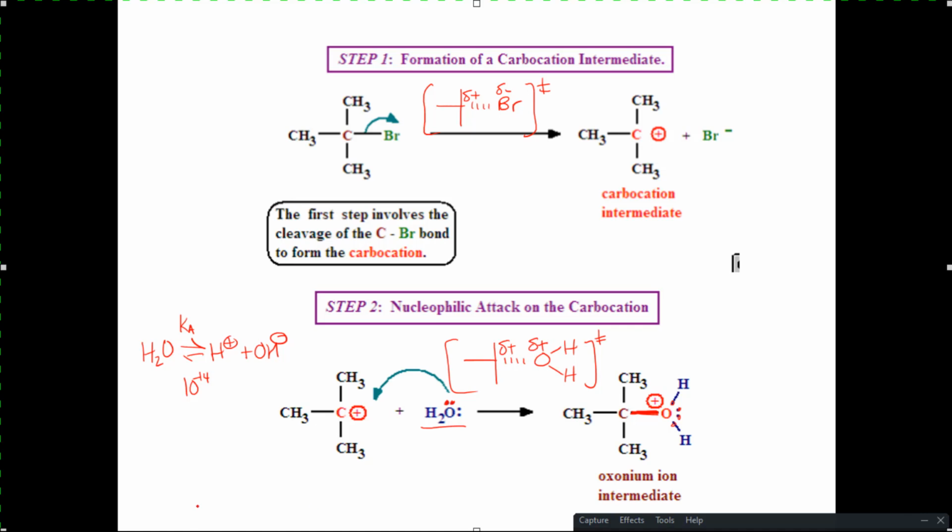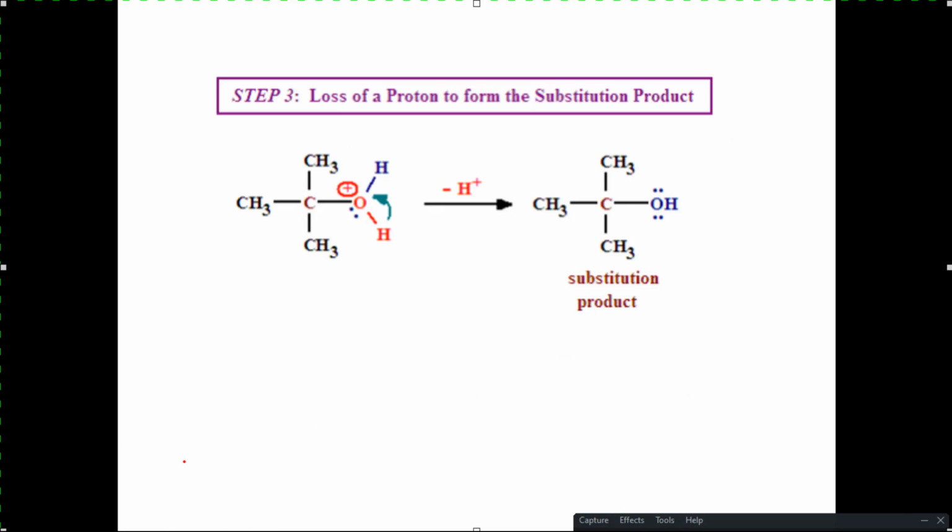Okay? So now, final step. That oxygen is extremely unhappy as a positive, so what does it want to do? It wants to lose H plus to form the final product. Now, how does that happen? That happens like this.